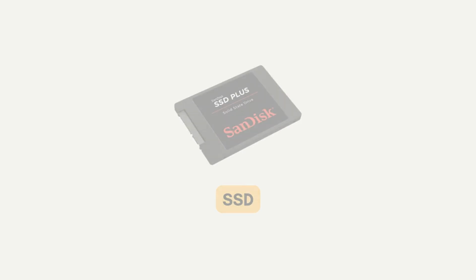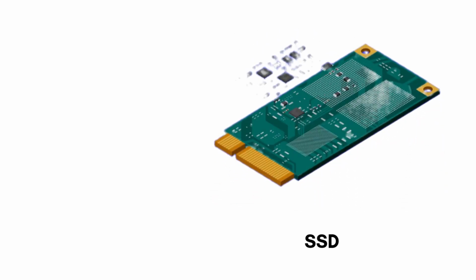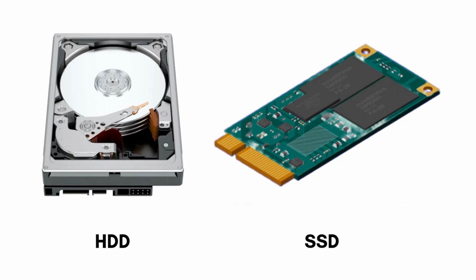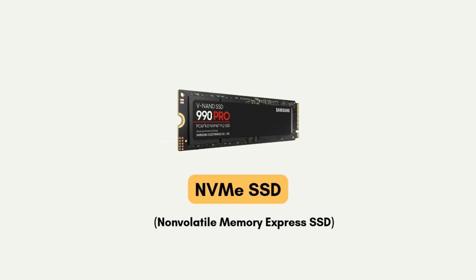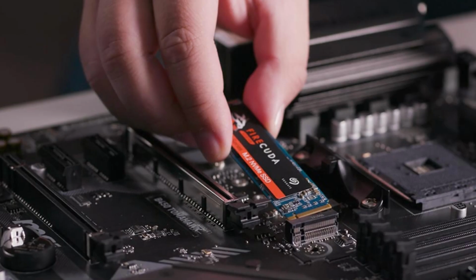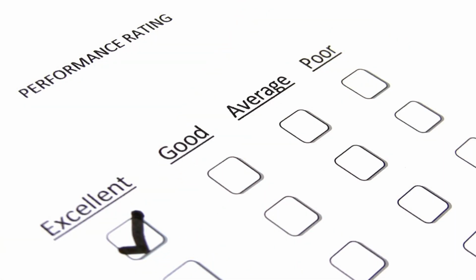A faster option is the solid-state drive, SSD, which uses memory chips instead of spinning parts. This means data loads almost instantly. Your system boots faster, programs open quicker, and everything feels more responsive. And then there are NVMe SSDs, which connect directly to the motherboard for even greater speed. If you want top performance, this is the storage type to look for.